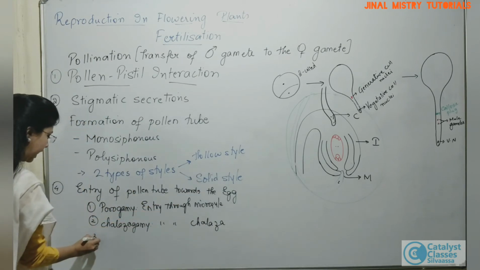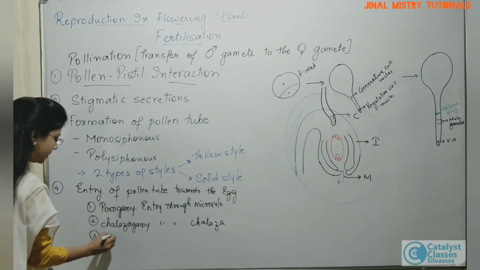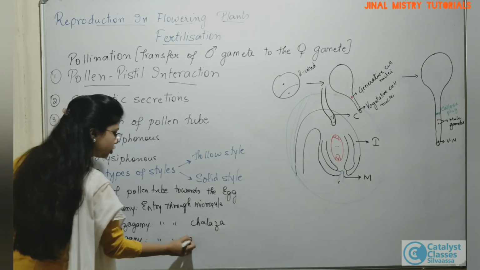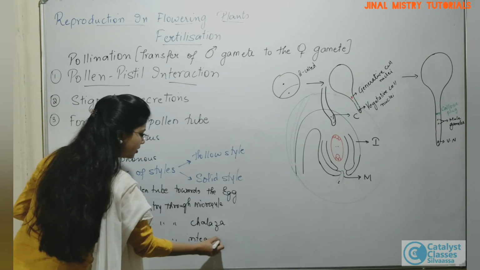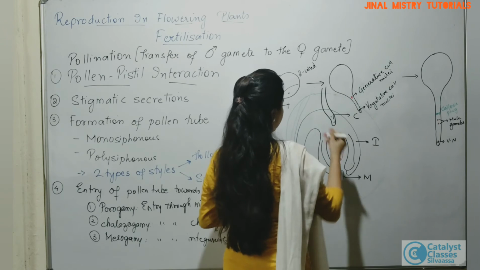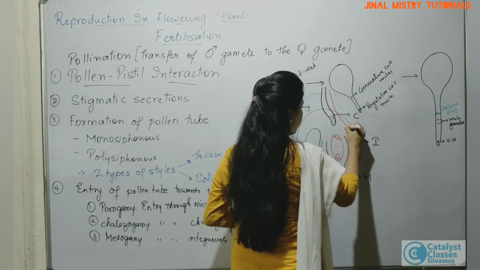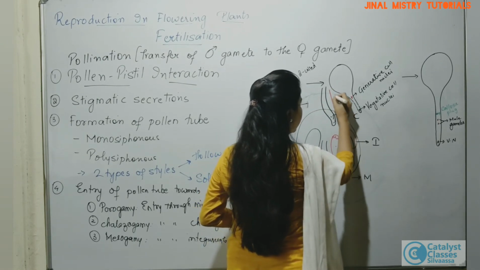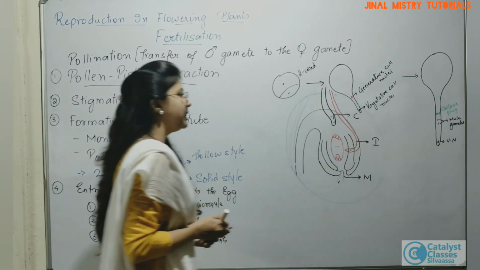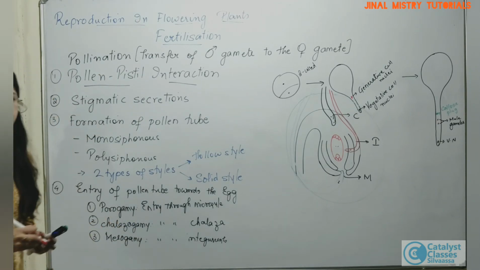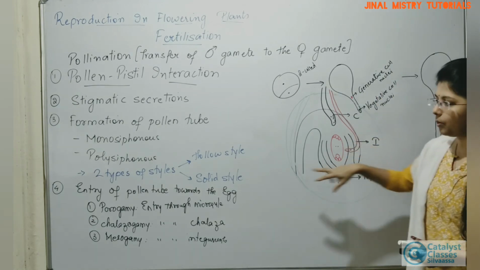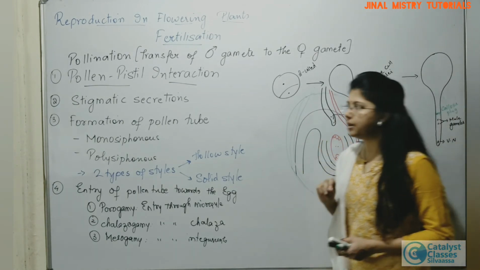And the last is called mesogamy. Mesogamy is when the entry is through integuments. That means the pollen tube is going to enter from a particular part and reach up to the female gamete through the integument region. Then that will be termed as mesogamy. So these are the three different modes of the point of entry from where the pollen tube can come in contact with the female gamete.